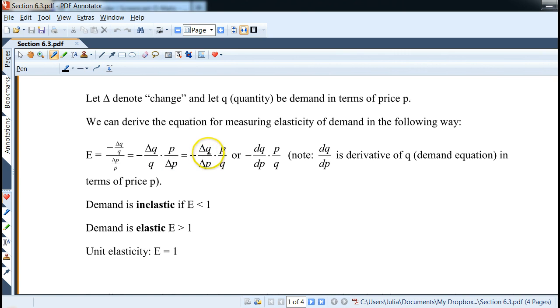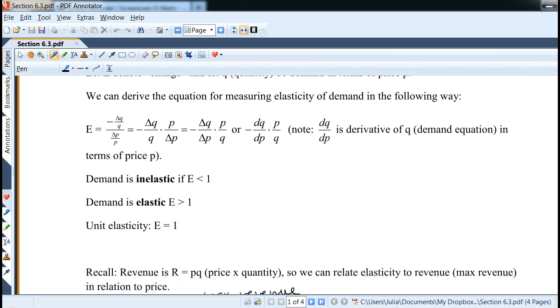Now note that we can group the deltas together, the two that change. So we can switch the Q and the delta P. Or as we start talking about derivatives, the delta will become negative dQ over dP, or the derivative of demand with respect to price P, times P over Q. Okay, so the demand is inelastic if E is less than 1, or not very sensitive to price changes. It's elastic if E is greater than 1. And we have unit elasticity, which we'll see on the graph, which is E equals 1.